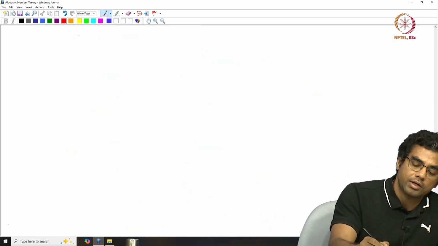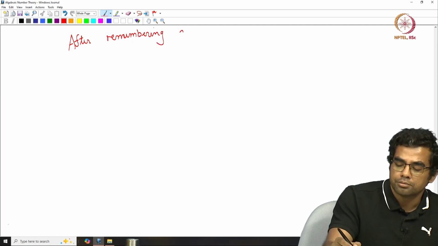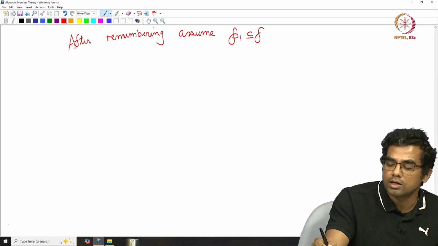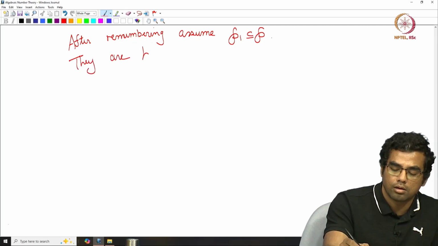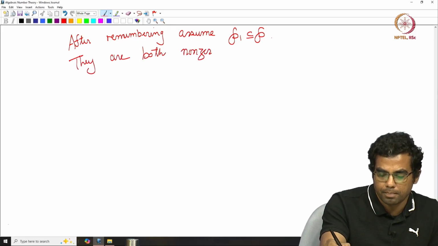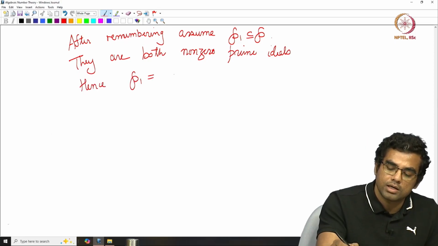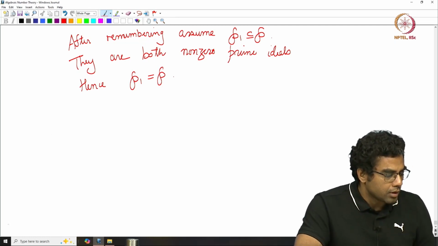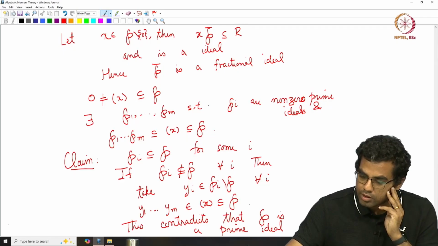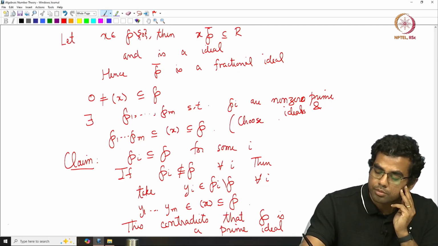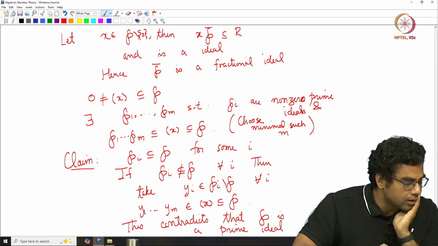So, after renumbering if necessary, I can assume that P_1 is contained in P, but they are both non-zero prime ideals. Hence, P_1 is equal to P, right. Okay. So, we have proven this now. Maybe what I should have said here is choose minimal such m. I can always do that.